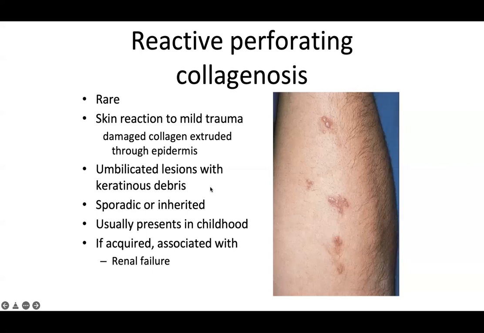It may be sporadic or it may even be inherited. In fact, the inherited form is called Kyrle's disease. The eponym is usually referring to some kind of inherited predisposition. So usually it can present in childhood, but if it's acquired, it's going to be associated with renal failure.